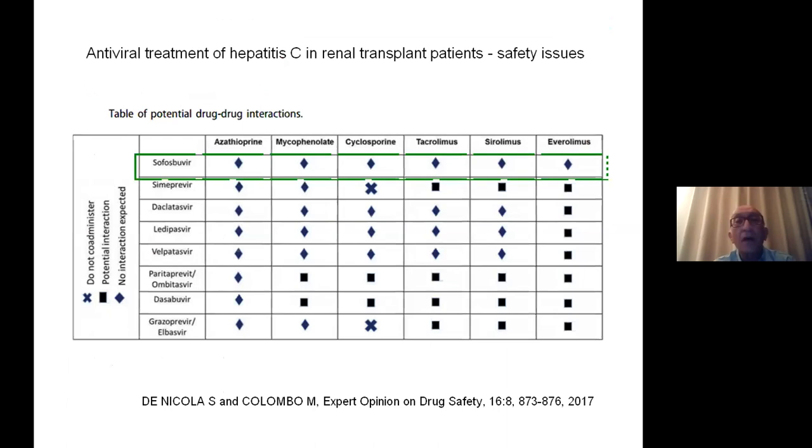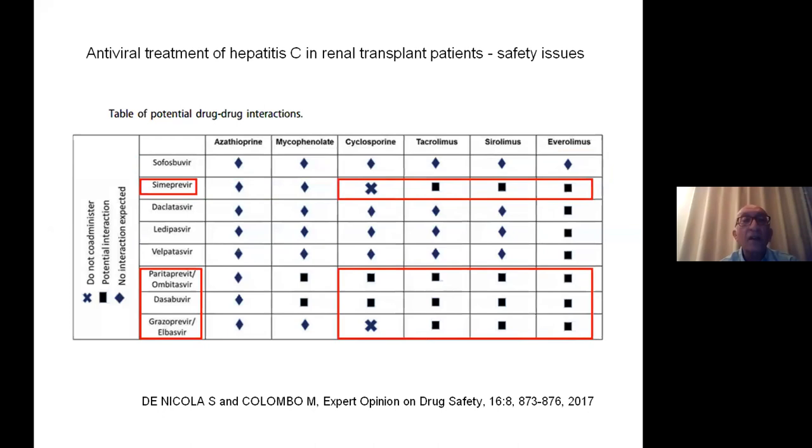sofosbuvir is safe to be used with all the immunosuppressive agents we are generally using. And daclatasvir, ledipasvir, and velpatasvir are safe to be used with all of them, but need to be monitored with everolimus. But it is to be noticed that simeprevir, paritaprevir, ombitasvir, dasabuvir, and grazoprevir are not to be used in combination with several immunosuppressives, and to be used with caution if we are forced to use them.